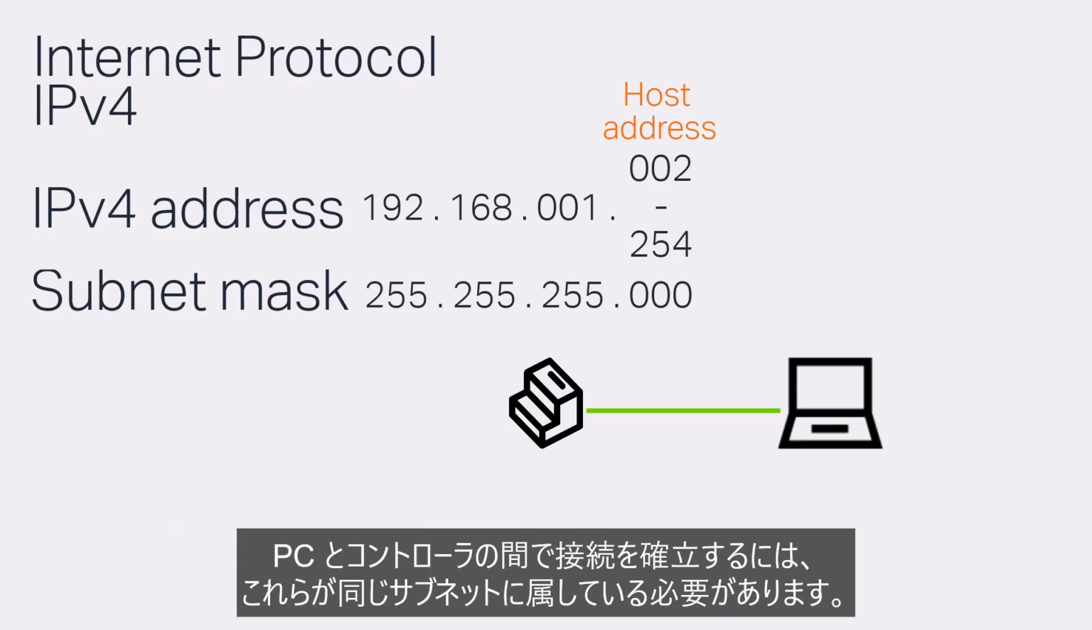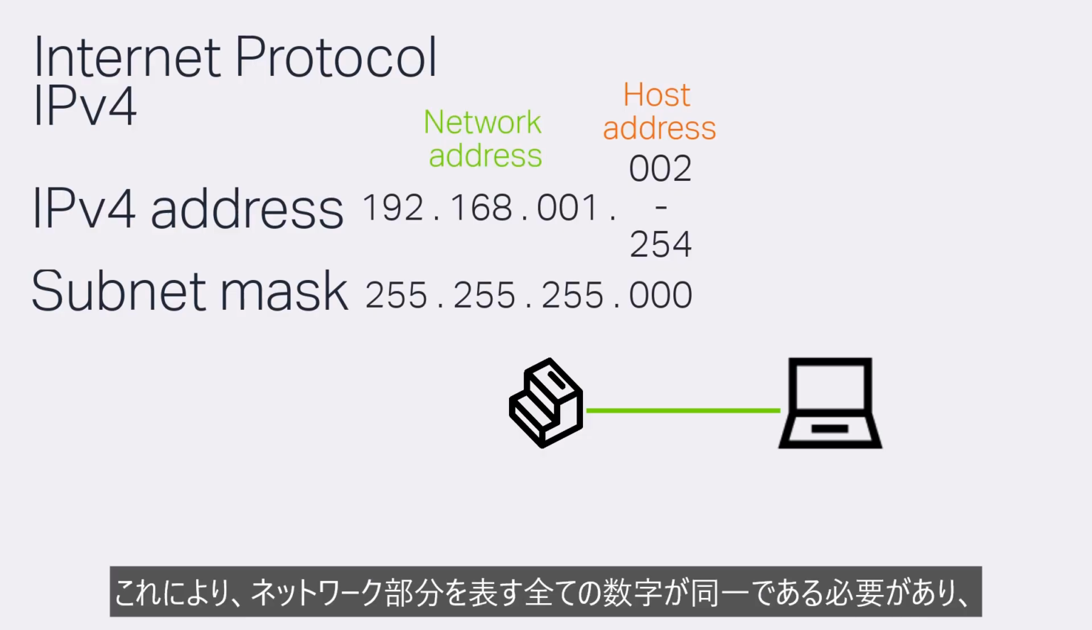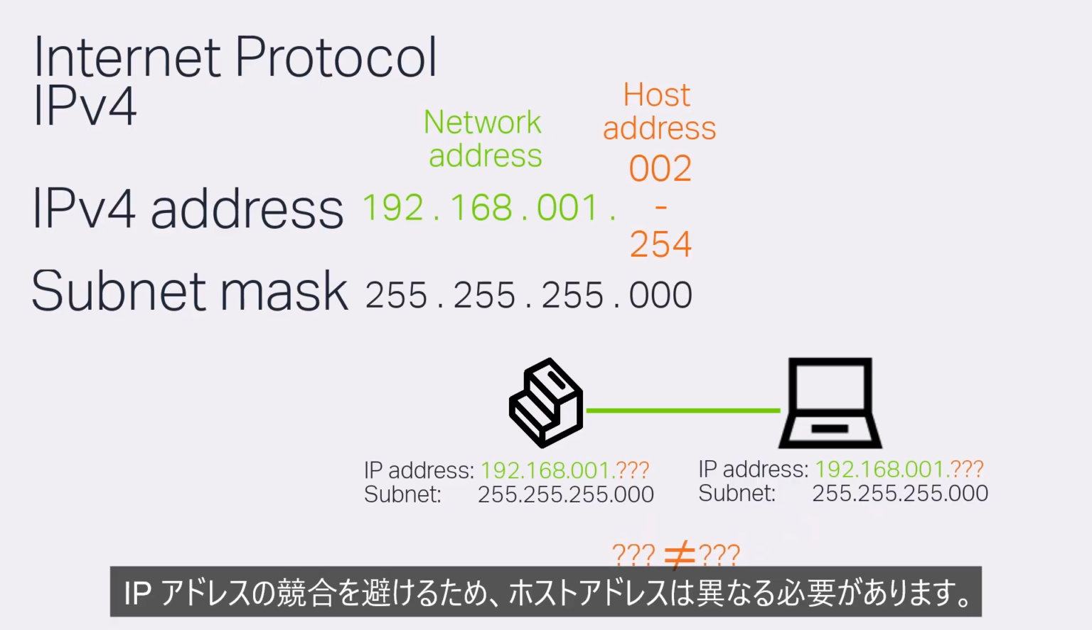To establish a connection between the PC and the controller, they must be on the same subnet. This means that all the numbers in the IP address that represent the network portion must be the same, and the subnet mask must therefore be identical for both devices. The host addresses must be different, otherwise there will be an IP address conflict.